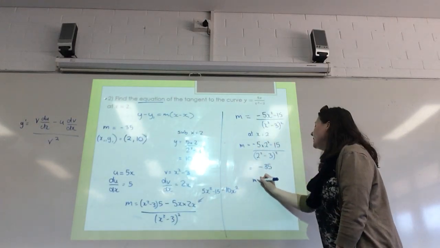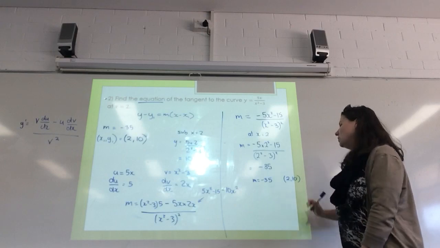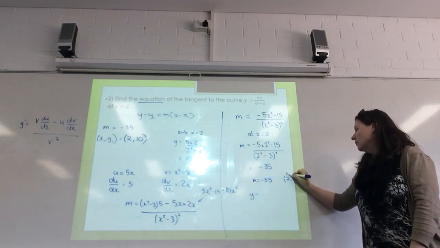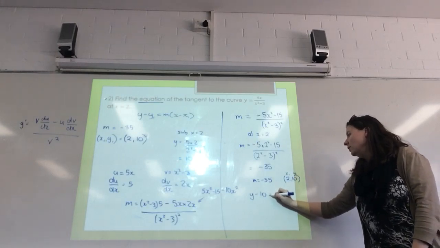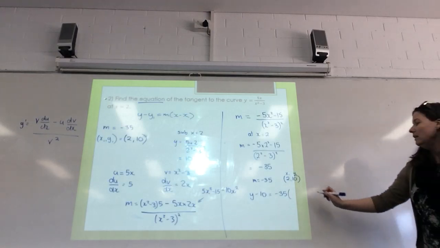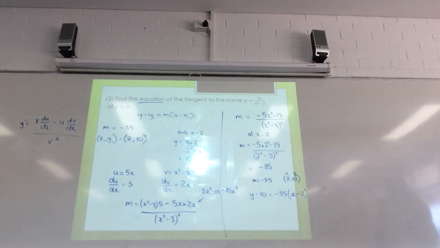We've got our two pieces of information. Gradient's negative 35. The point is 2, 10. And we're just subbing into our golden coordinate geometry formula. Okay, watch out if one of the values in the point is a negative, that you have the double negative.